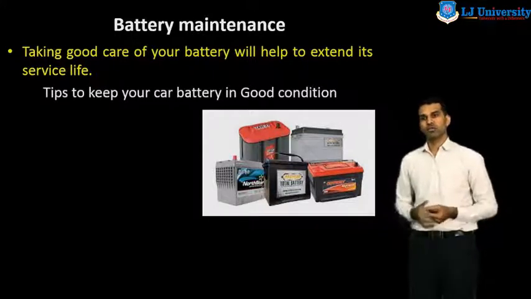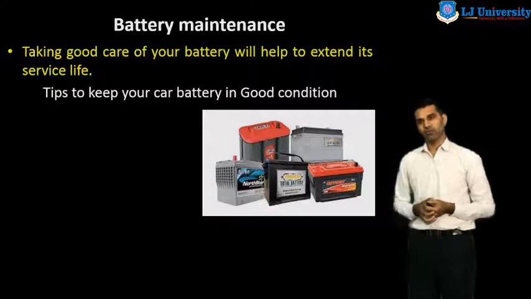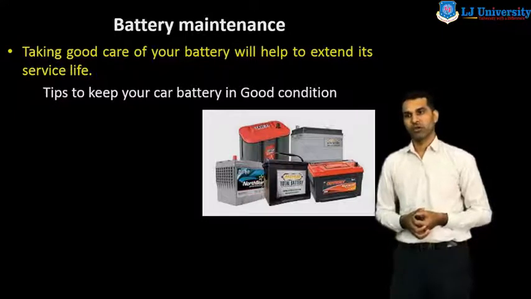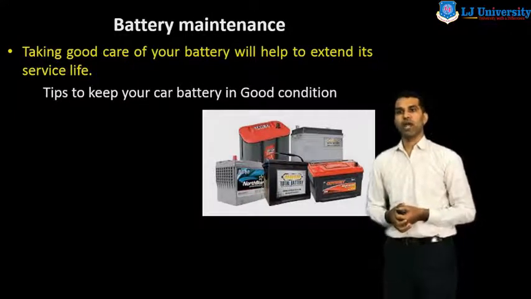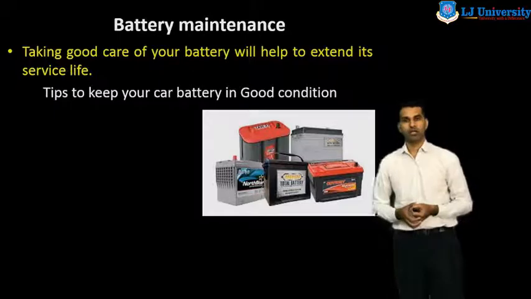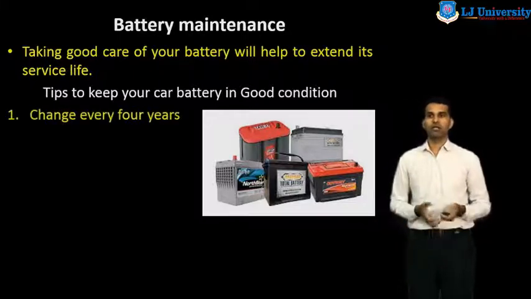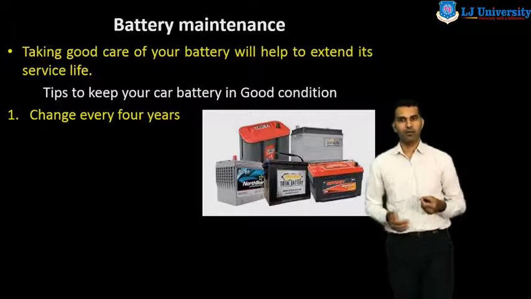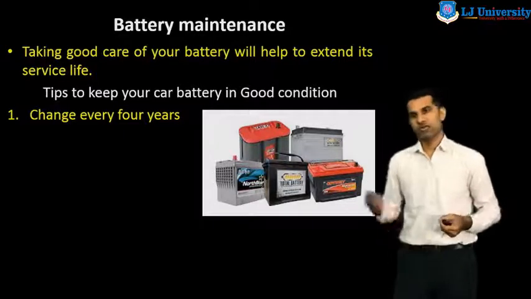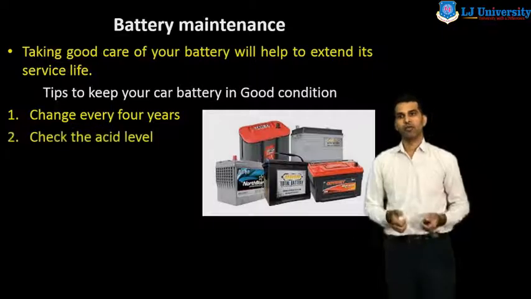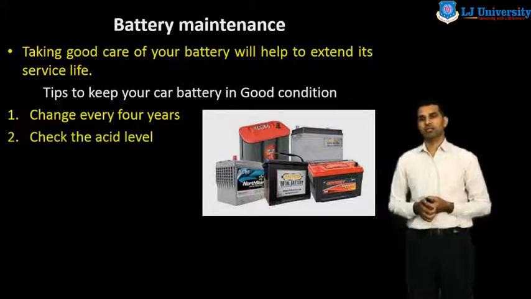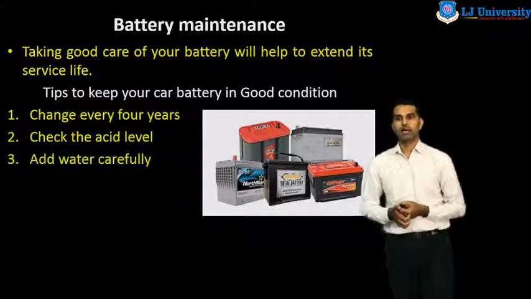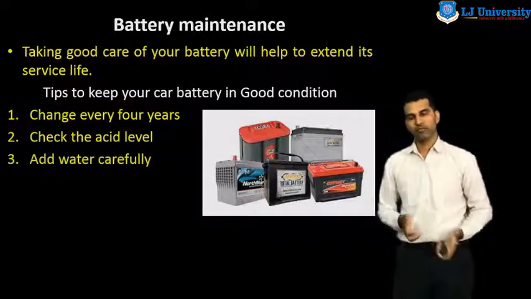Now there are a few tips that are really helpful to increase the lifespan of the battery. So, the tips to keep your car battery in good condition. The first one is to change it every 4 years. After 4 years, we have to change the battery. The second piece of advice is to check the acid level. The third one is to add water carefully.